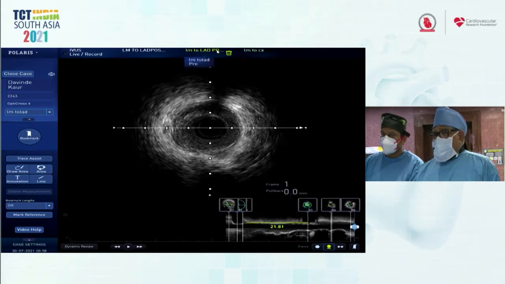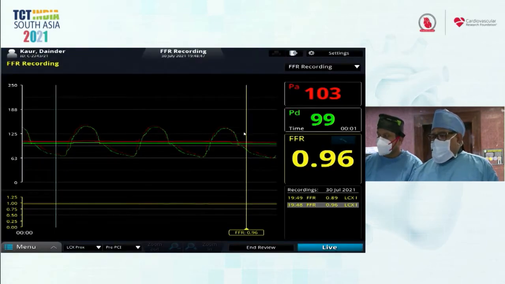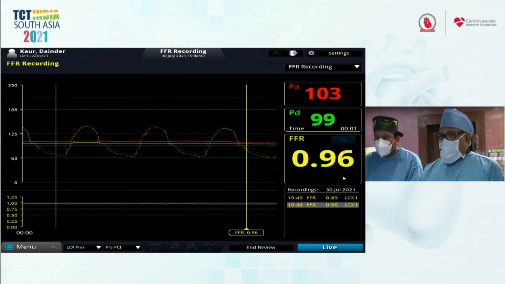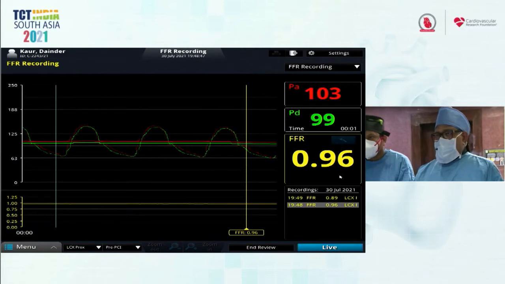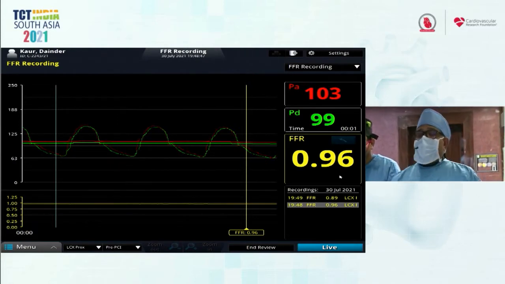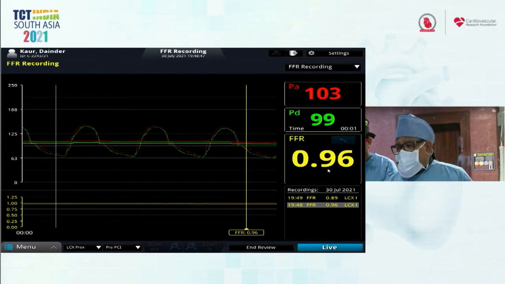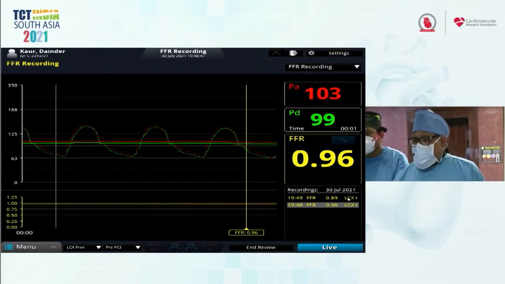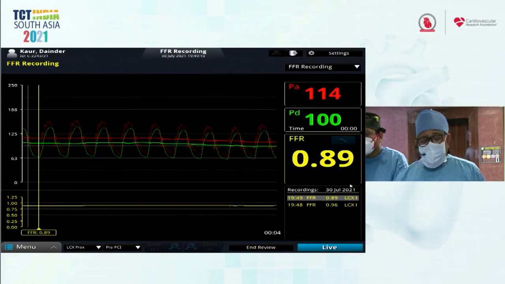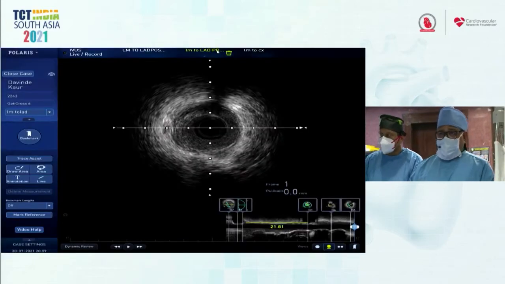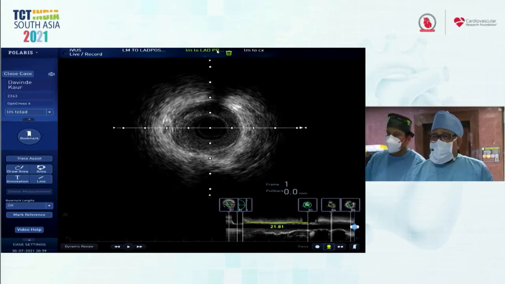So before that, we did the FFR as well across the LCX. Can you show the FFR? My only comment is that once you have a lumen area of that size in the circumflex, the likelihood of having an abnormal FFR is low. Absolutely right. So what we did, we first did the FFR followed by IVUS, just to have an idea. FFR turned out to be 0.96, post intracoronary adenosine 0.89, and thereafter we did the IVUS across the ostial LCX, which had an area of 5.67. So the plan is to go ahead for provisional stenting, left main to LAD.